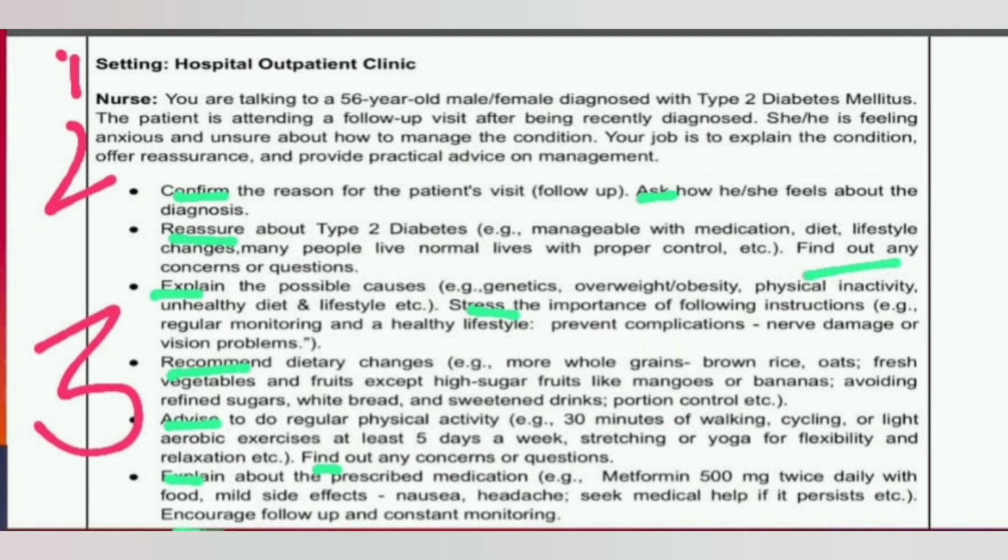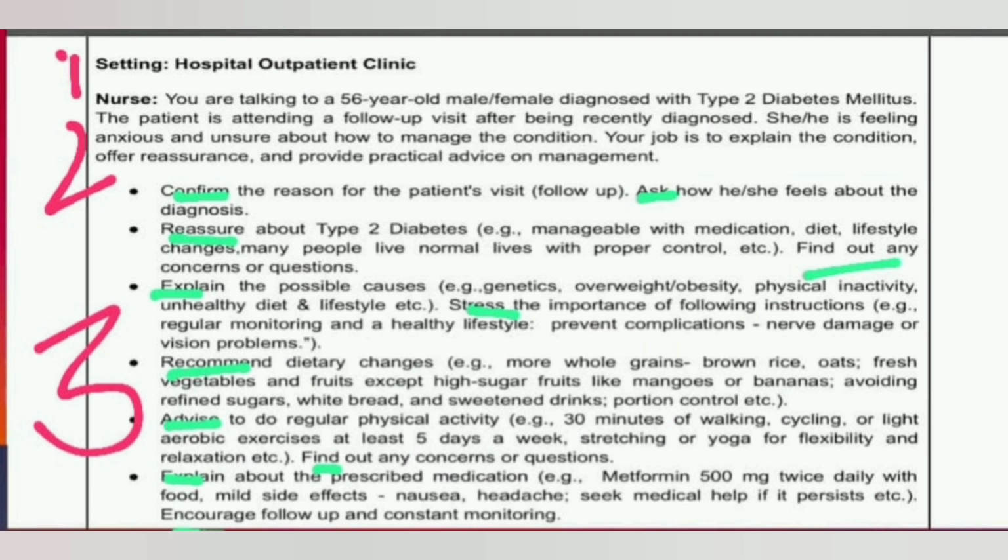Okay, so last is to explain about the prescribed medication, that is metformin 500 mg twice daily with food, mild side effects like nausea, headache, seek medical help if persistent, etc. So here we have to explain regarding the medication which the patient is already taking, like metformin. So we can construct the sentence like this.